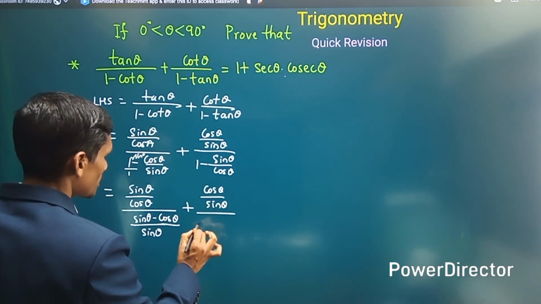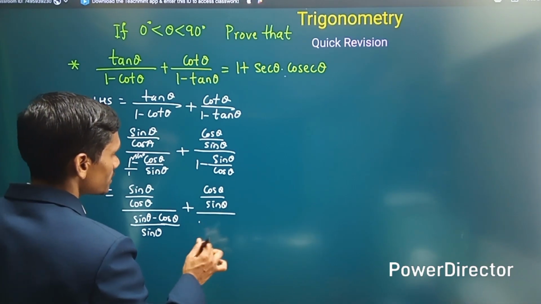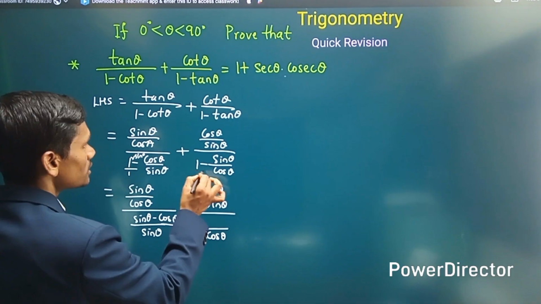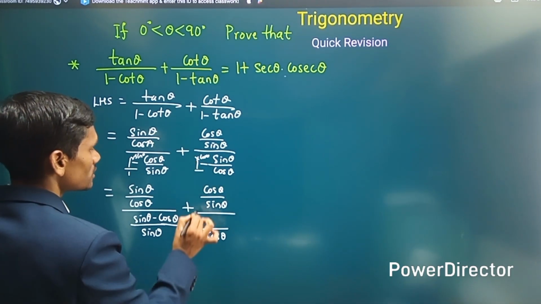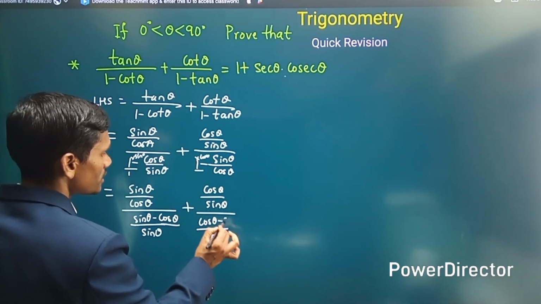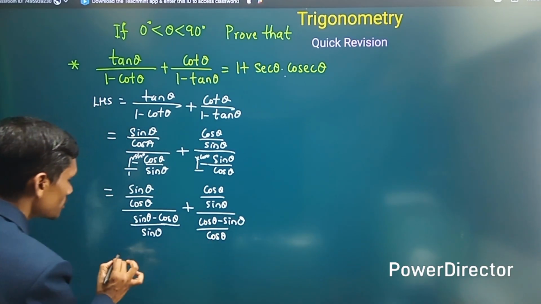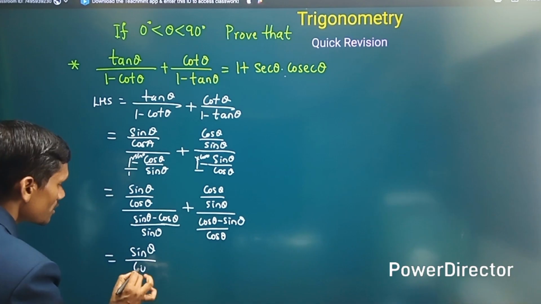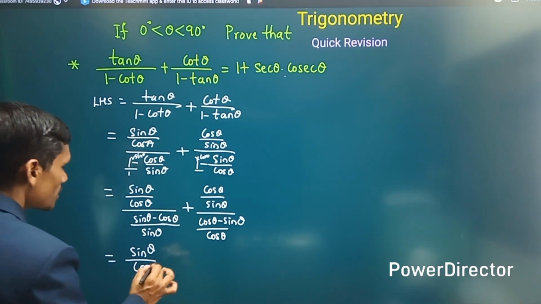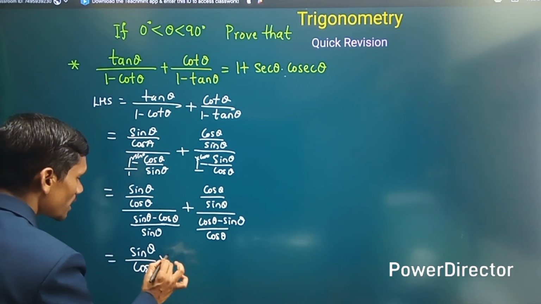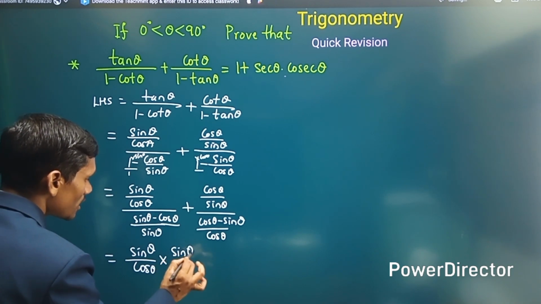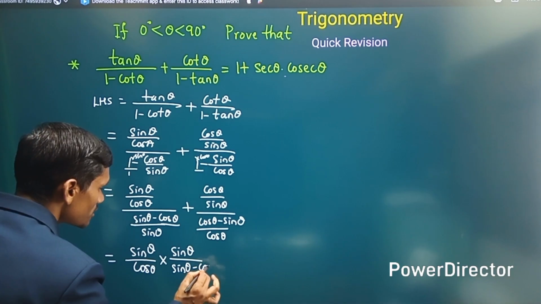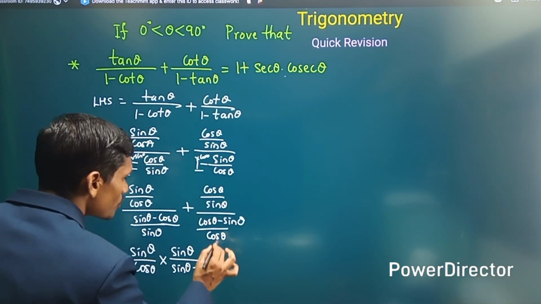divided by here again taking LCM, what do you get here? This becomes cos theta LCM, this 1 into cos theta, right? This you are getting cos theta minus sin theta, right? So what do you get here? Sin theta divided by cos theta, right? So now if you take reciprocal and write, this becomes sin theta divided by sin theta minus cos theta, right? This is 1.